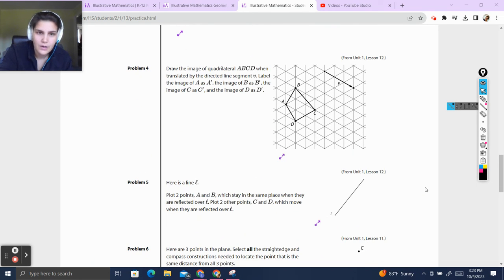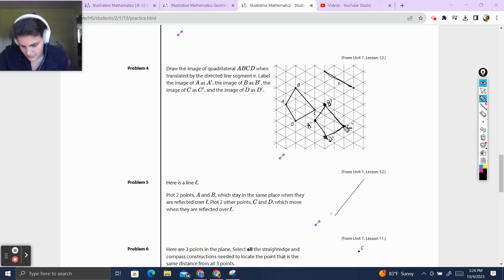Problem number 4. Draw the image of quadrilateral ABCD under a translation by the directed line segment V. Label the image. A is A prime, B is B prime, C is C prime, and D is D prime. So we're going to go down 3 triangle lengths right here. 1, 2, 3, C prime. Down 3 triangle lengths, 1, 2, 3, B prime. Down 3 triangle lengths, D prime. Down 3 triangle lengths, A prime. And there's our new shape, which looks just like our old shape.